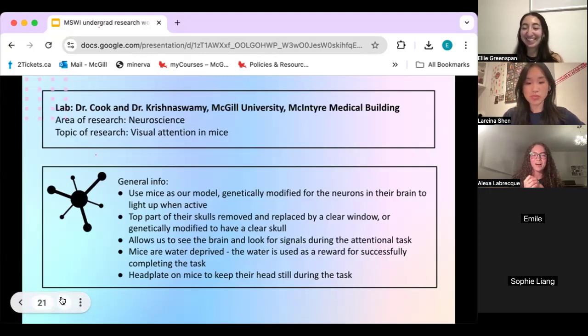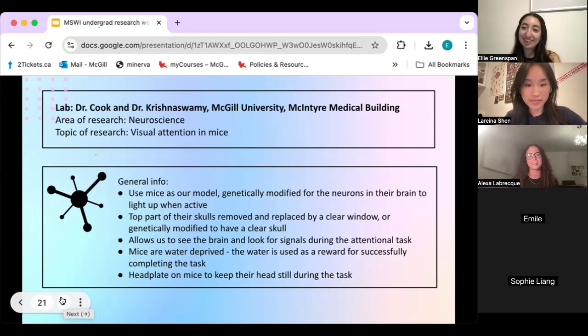And also, for the task to be successful, there needs to be some kind of incentive for the mice. So the mice are water deprived, and they receive water by successfully completing the task. I know it's a little sad, but that's just how it works. And I'll show you an image of what it looks like on a mock mouse skull, because basically they need to get a head plate put on their head so that their head can be secured during the task to be able to take those brain images.